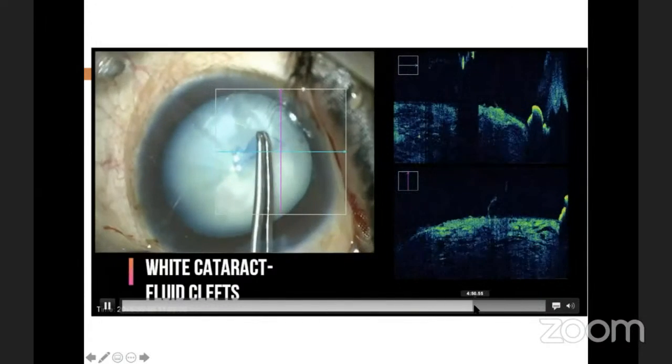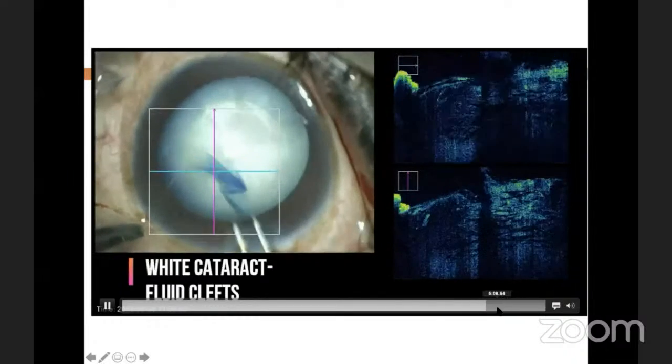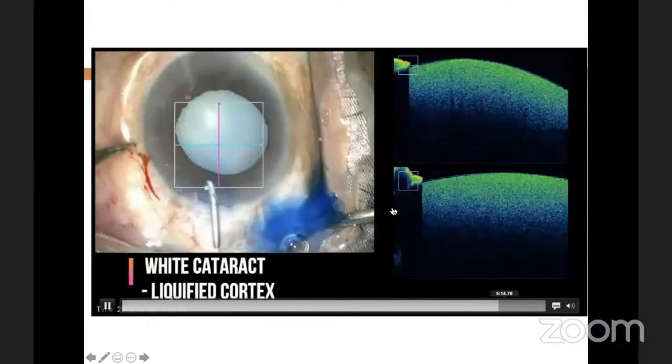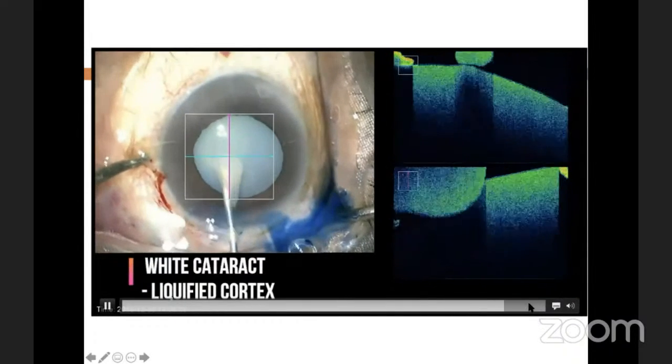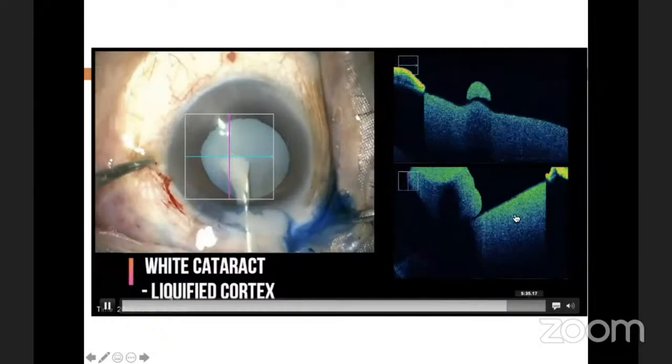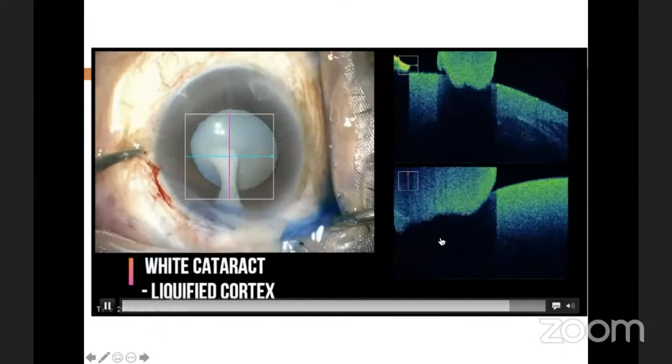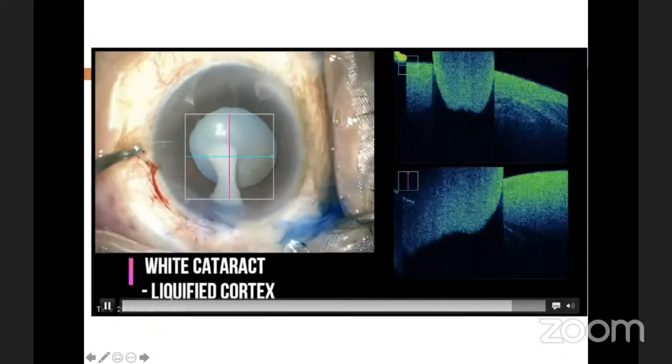But if you have a white cataract which has a raised intraocular pressure such as this, see, there are no fluid clefts at all. So as soon as you give a nick, the liquid cortex is going to come out. So you can predict these kinds of things, which we earlier couldn't, by the use of the intraop OCT microscope.